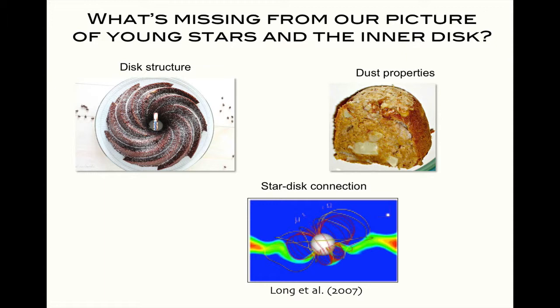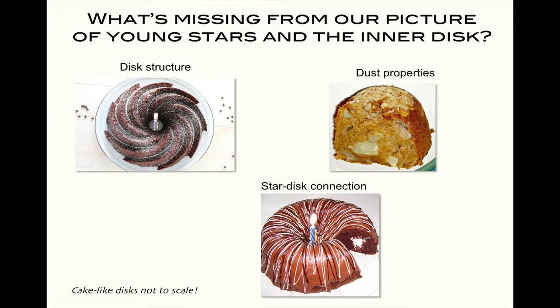And the last question that I'd like to briefly mention is, how are the star and the disk actually connected? And again, thinking back to the schematic I showed you, there was a very simple magnetic field there, but in reality, its configuration may be much, much more complicated. And we'd like to know how that affects the flow of material from the disk onto the star, and maybe how it affects the formation of planets. Here is another cake to represent this complicated scenario.